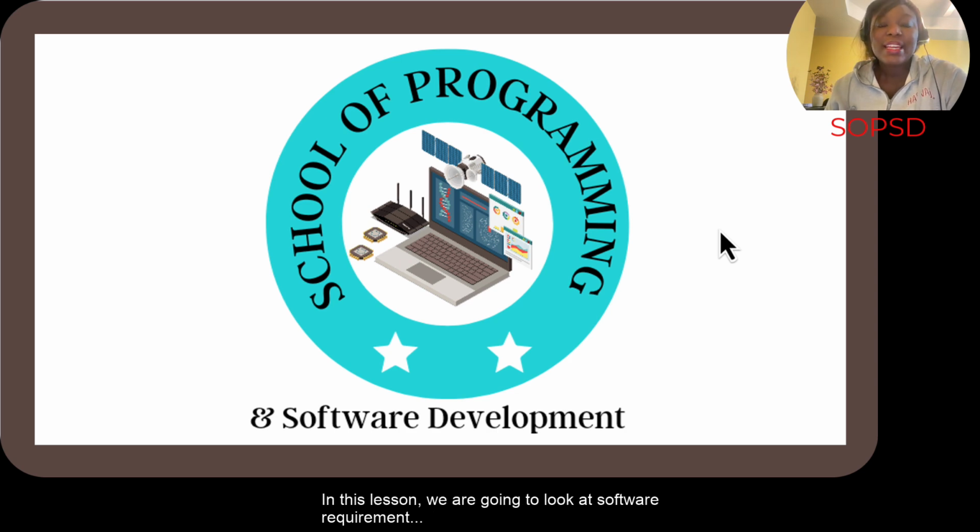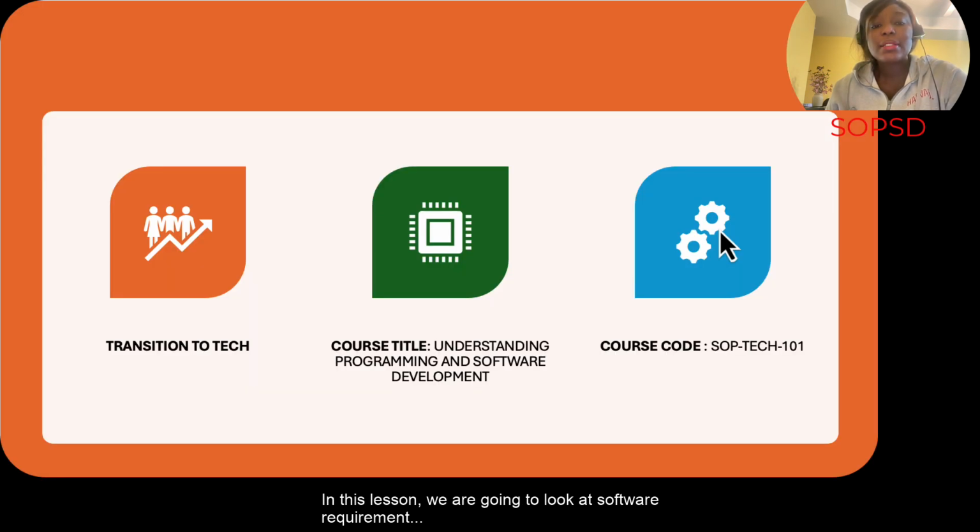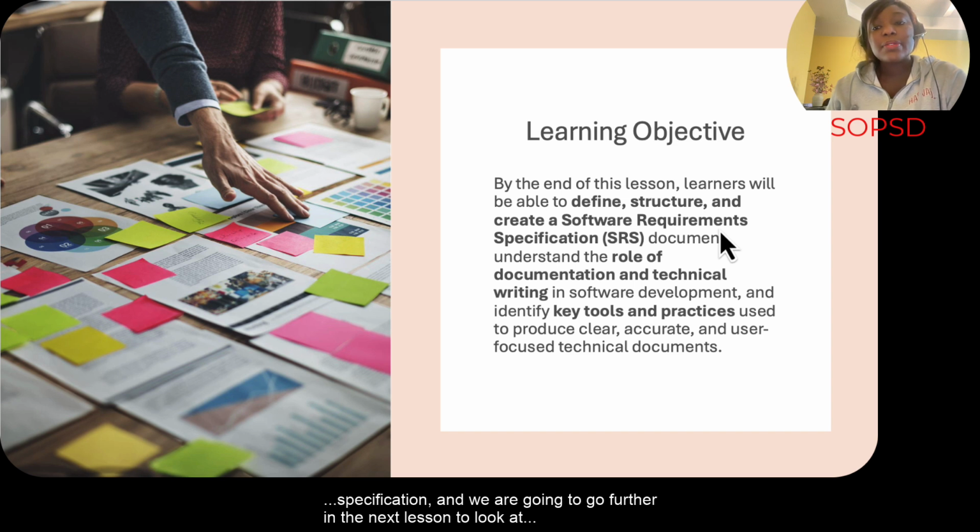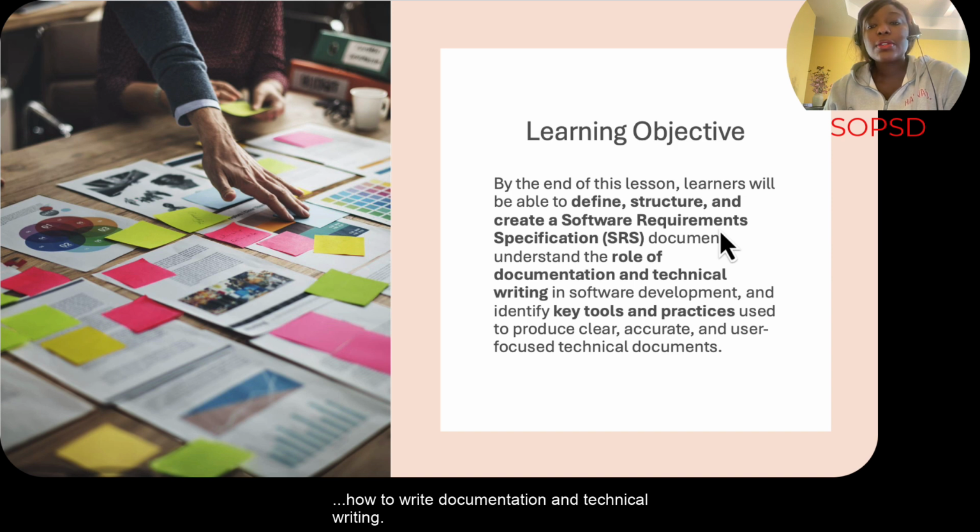My name is Mildred. In this lesson, we are going to look at software requirement specification, and we're going to go further in the next lesson to look at how to write documentation and technical writing and the role that they play in software development. At the end of this lesson, we hope that you will be able to create a software requirement specification document, and you'll be able to structure that document to be able to create a fully functional software.